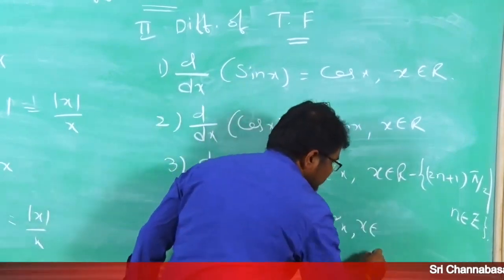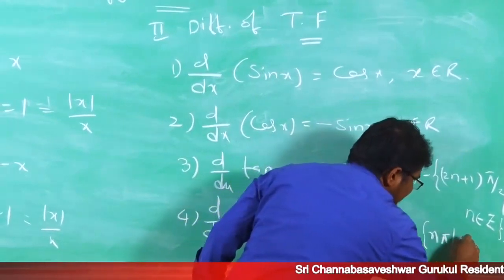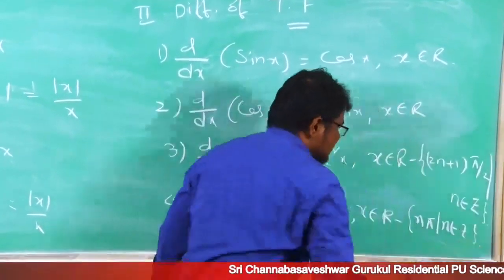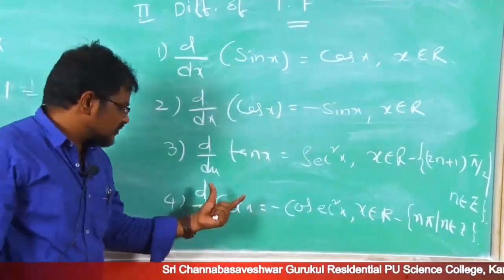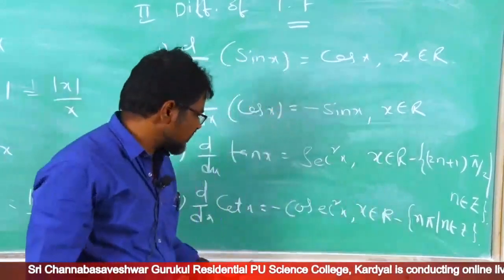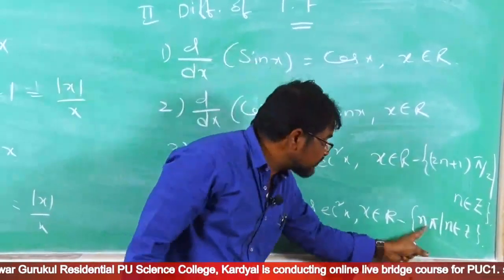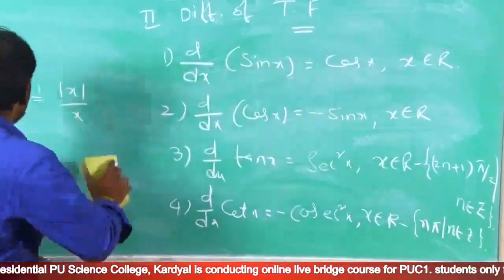Next, the fourth one is d by dx of cot x equal to minus cosecant square x. Here x should be R minus n pi, n belongs to integers. What is the reason here? Cot does not exist at 0, pi, minus pi, like that. So that's why we can take all the real numbers except what? Multiples of pi.